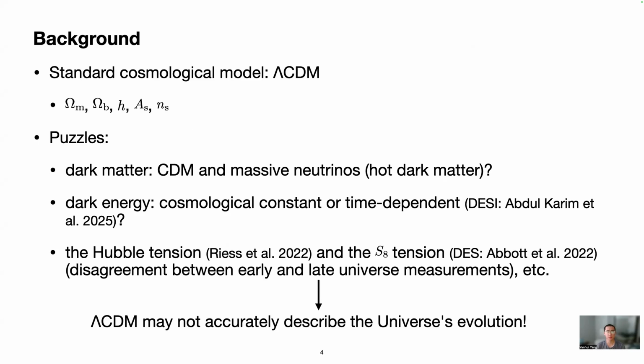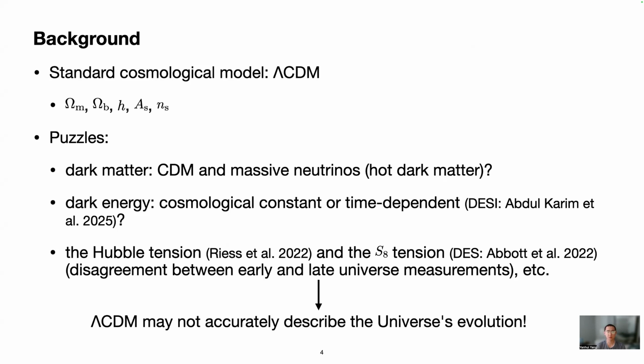As we know, the ΛCDM cosmological model can be characterized by 5 parameters for a flat universe. The parameters are the total matter density, baryon density, the Hubble parameter, the amplitude and the slope of the primordial power spectrum.